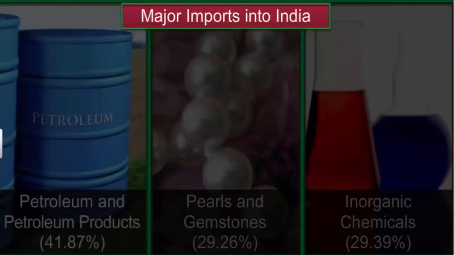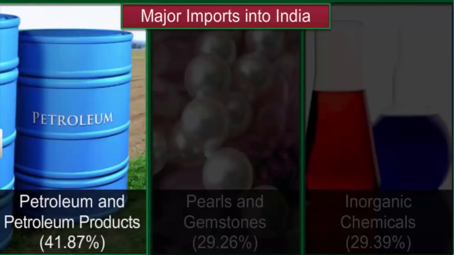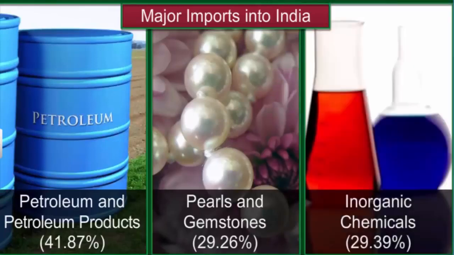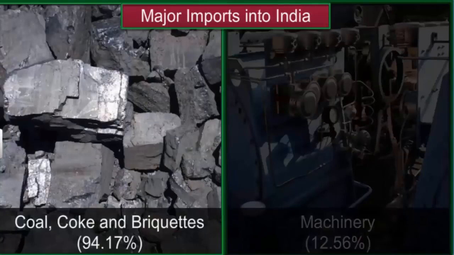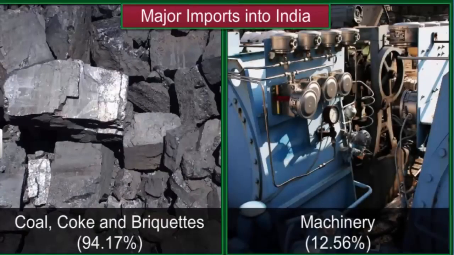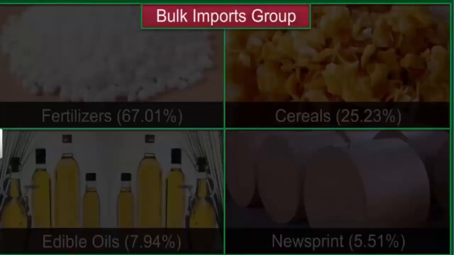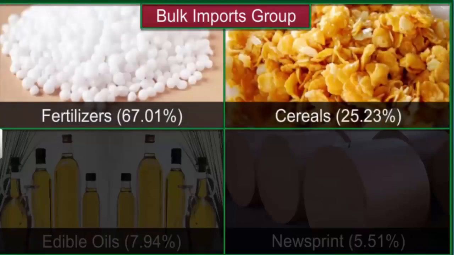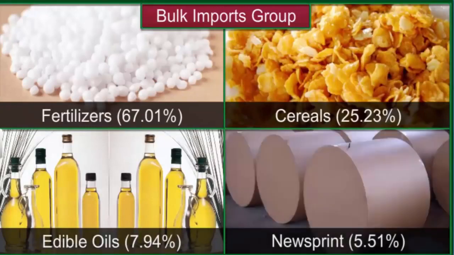The main categories of products imported into India are petroleum and petroleum products, pearls and gemstones, inorganic chemicals, coal, coke and briquettes and machinery. There is also a bulk imports group that accounts for around 39% of the total imports by India. This group includes fertilizers, cereals, edible oils and newsprint.